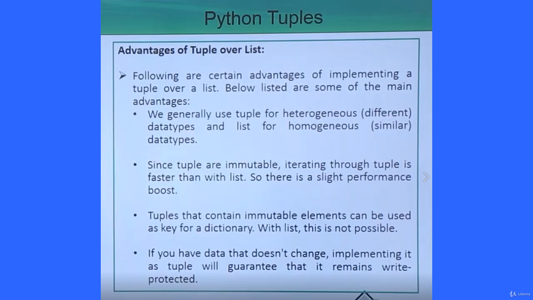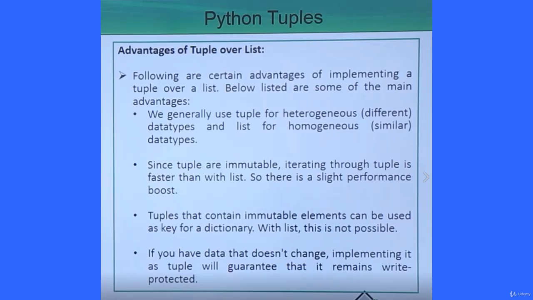Following are certain advantages of implementing a tuple over a list, and below are some of the main advantages. Why should I learn tuple here? We generally use a tuple for heterogeneous data types, while a list generally holds homogeneous data. Obviously a list can also hold heterogeneous data type elements, but in general we use a list to hold homogeneous data.